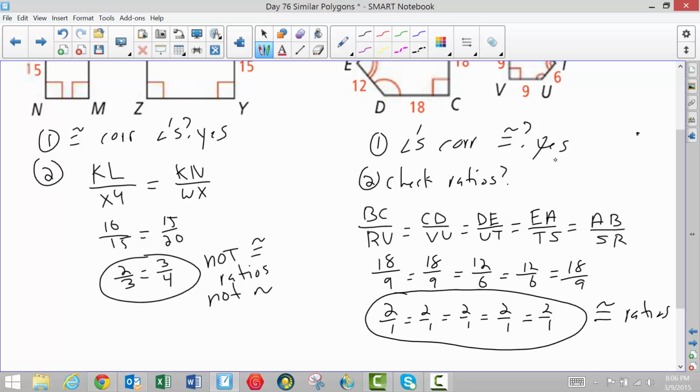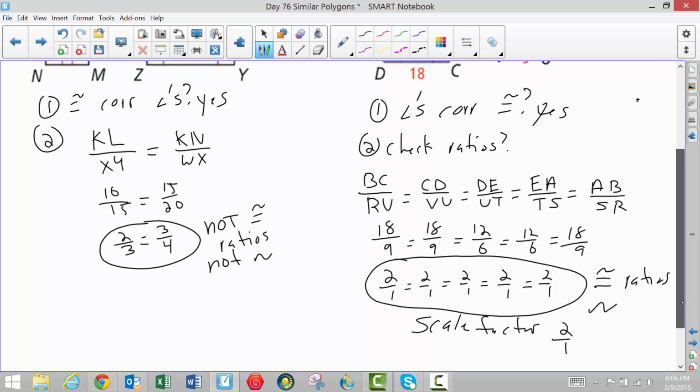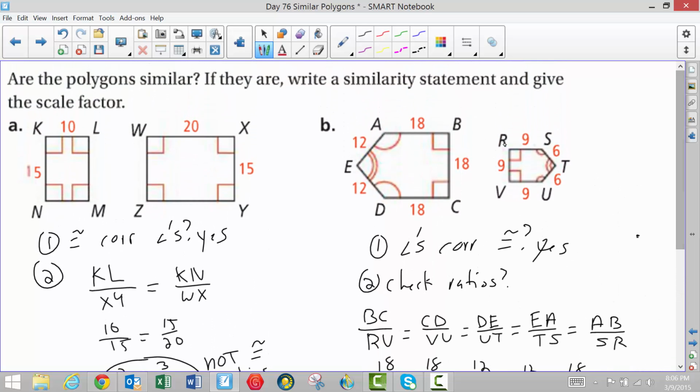All my angles were corresponding congruent, so these are similar polygons. So remember, since all my ratios were the same, this is also my scale factor. So the scale factor is 2/1. So let's write our similarity statement. Scrolling back up, my similarity statement: I have ABCDE is similar to, A goes with S, B goes with R, then I have V, U, T.